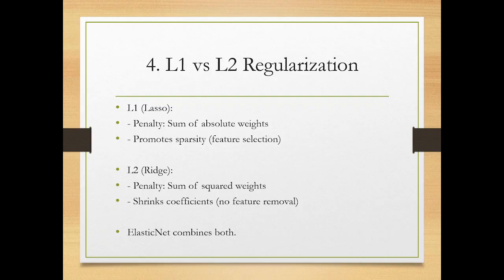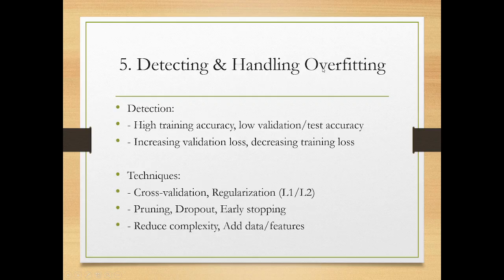L2 is called ridge regression. L1 is lasso regularization, L2 is ridge regularization. Here it considers the sum of squared weights, and it helps me shrink the coefficients. There is no feature removal that happens in L2 regularization. And elastic net helps me with both kinds of regularization.